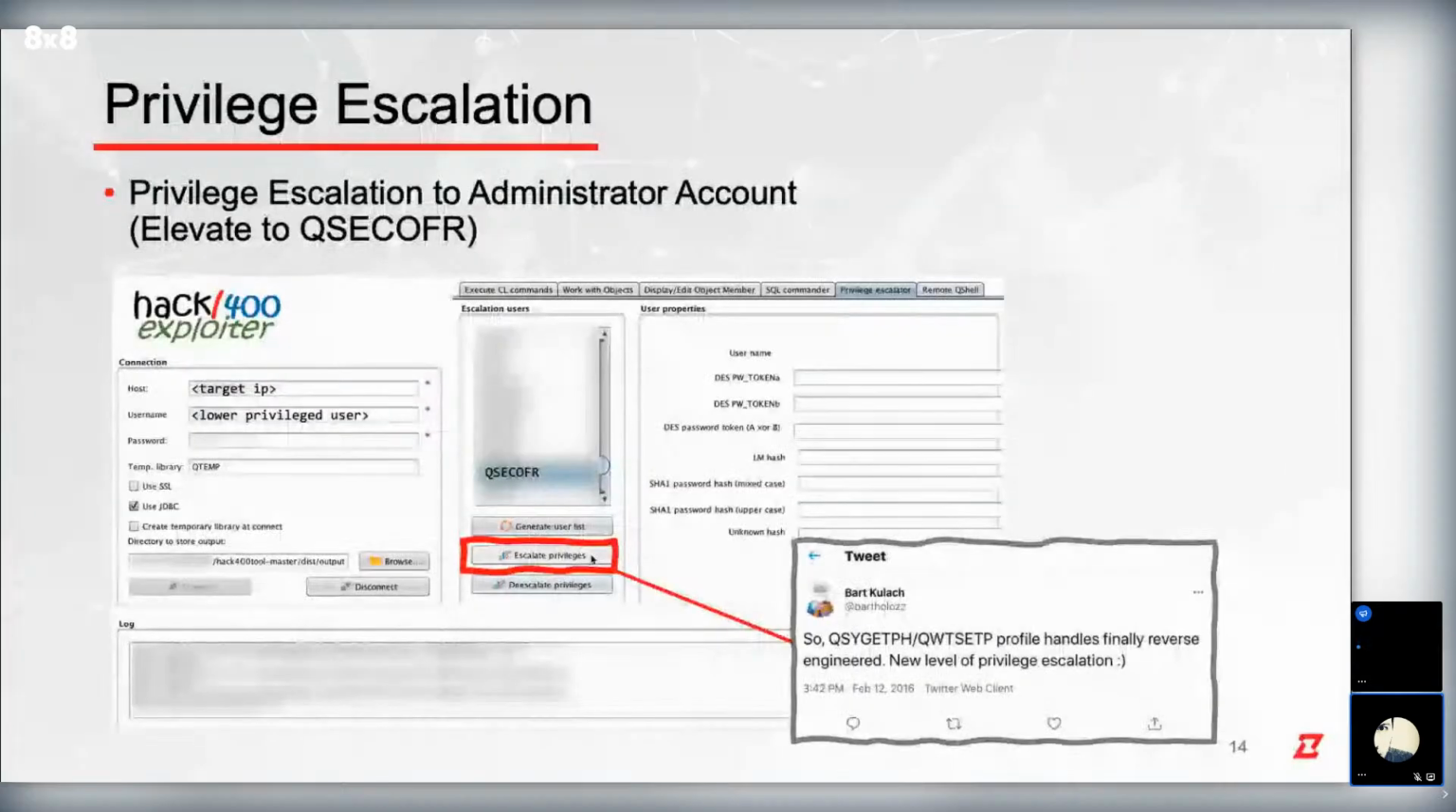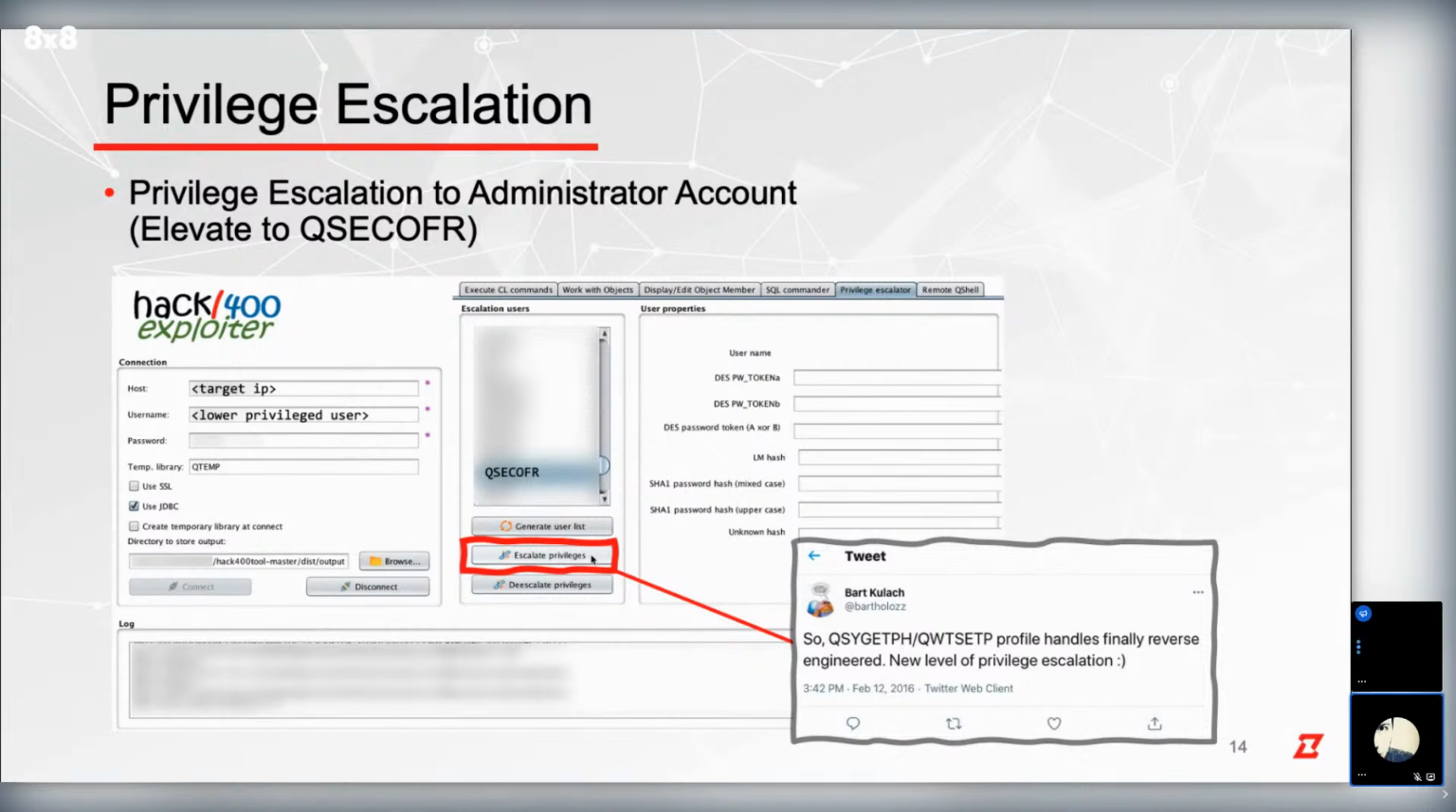One interesting tool that was created by Bart Kulach is Hack400. It's available on GitHub. This tool can be used to attempt privilege escalation. The user QSECOFR, you can consider to be equivalent to root. This is the maximum super administrator of the AS400 system. We had experience where if you have an older system, I think this worked with IBM i version 7.2, you put in the username that you think is the lowest privilege user. You simply log in, click on the user that you want to escalate, and that's it. You press a button. It's a neat tool, has a nice GUI, very easy to use.